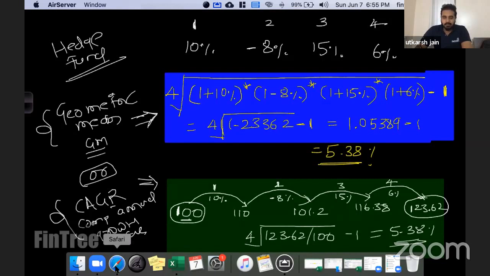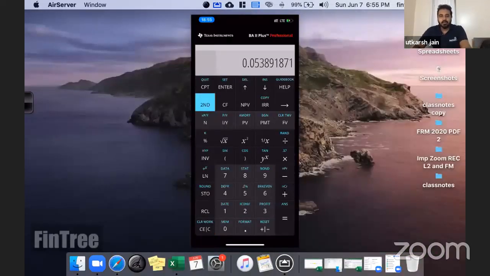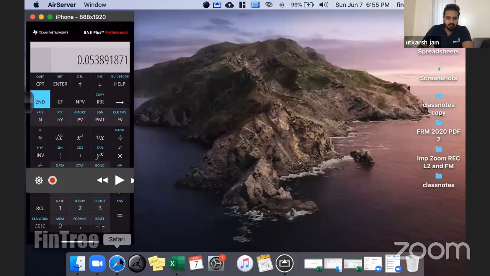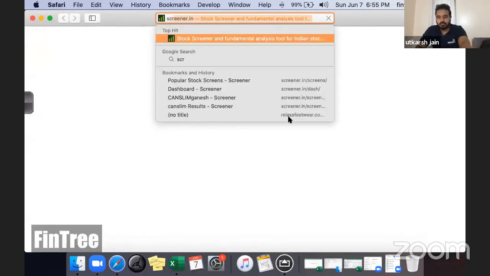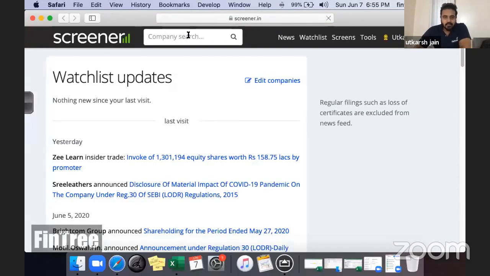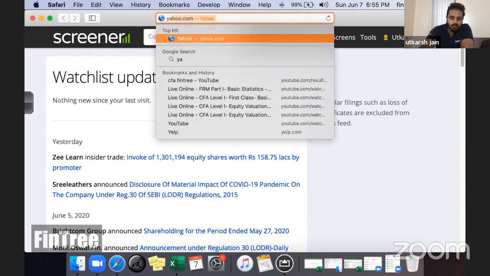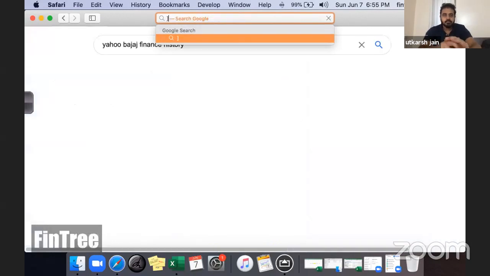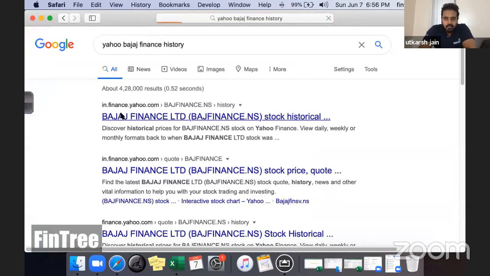All right, but let's do some practical example now. Since we were talking about Bajaj, I'll just keep it like this for a while. Let's look up what the stock has really done for investors. Okay, so it's Yahoo Finance, Yahoo Bajaj Finance history. Okay, we'll try to get some historical data of this particular stock.